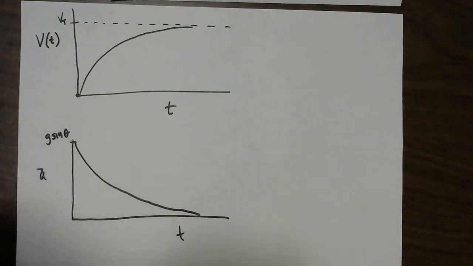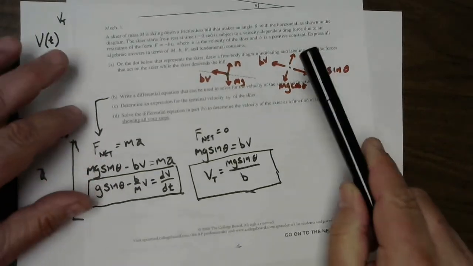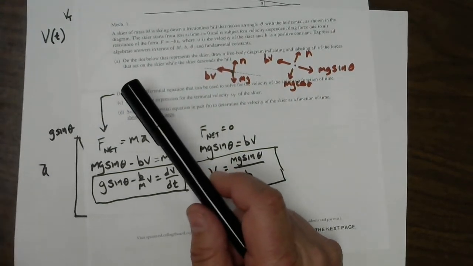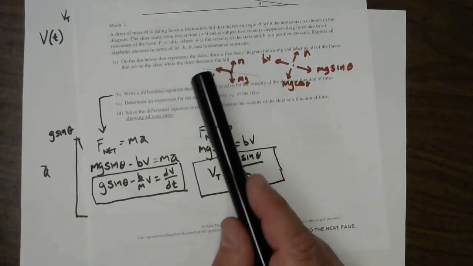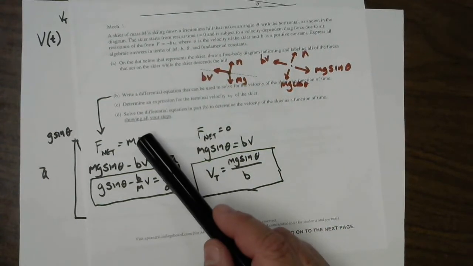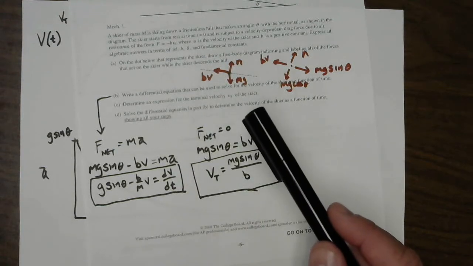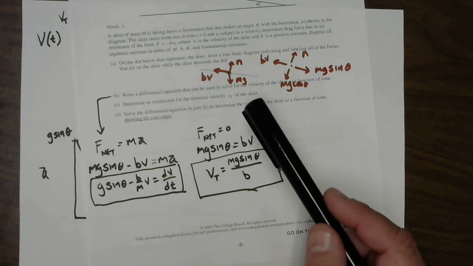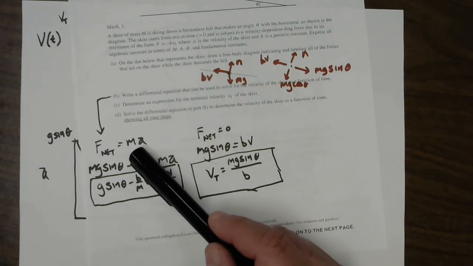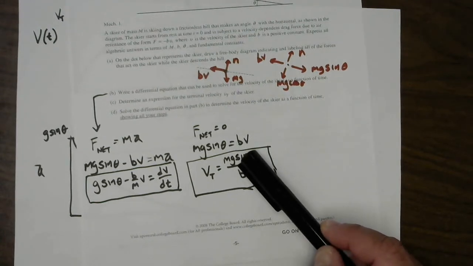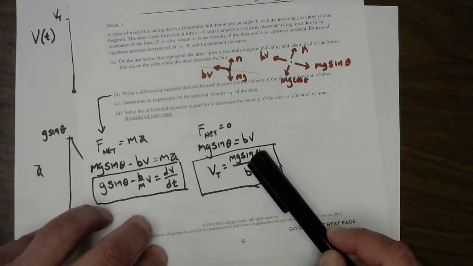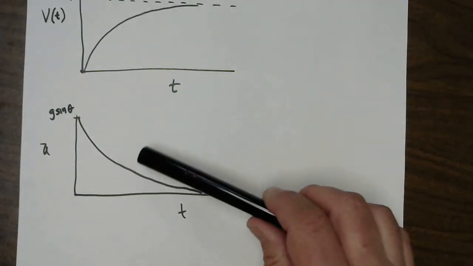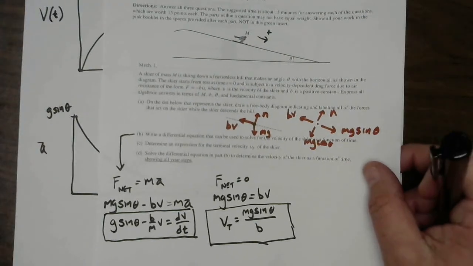There were 12 points available for this particular problem. 3 of them on the free body diagram. Let's see how that worked out. 3 for the free body diagram, 3 points for the differential equation writing, 2 points for the terminal velocity finding, and 4 points for the graphs. 1 point for this, 1 point for that, and 1 point each for the shapes of the graphs. So that's how that turned out into 12 points.